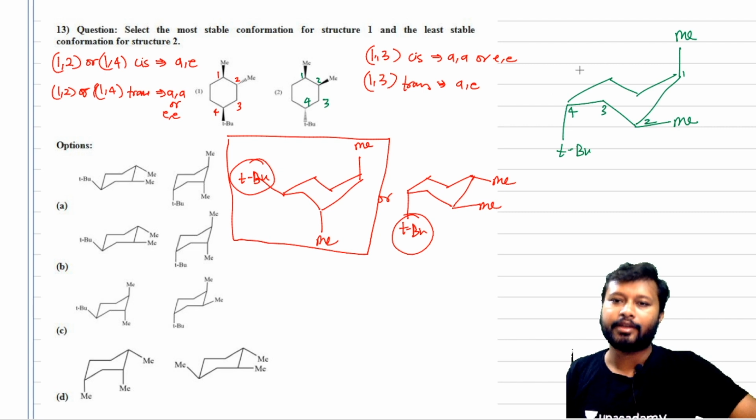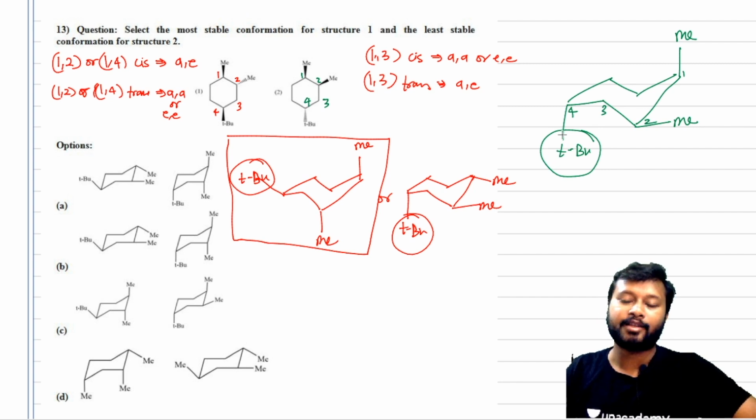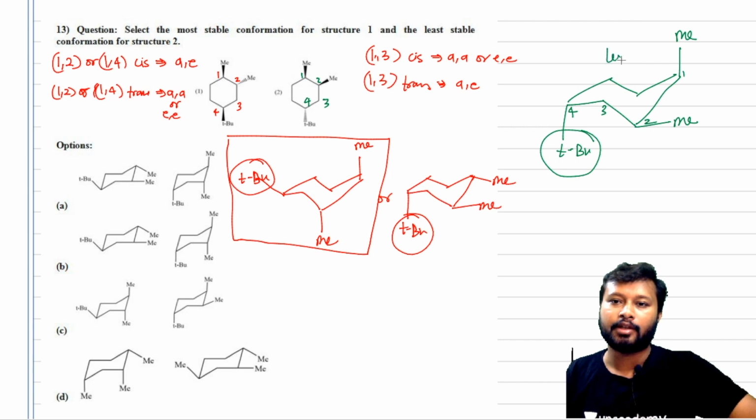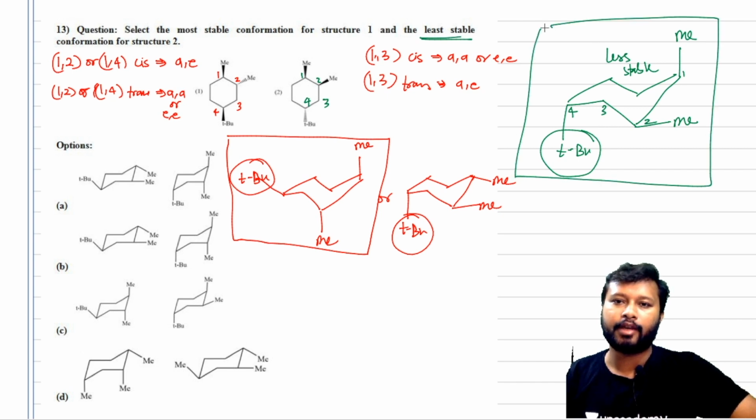Now this is a much less stable arrangement, because the tertiary butyl group, being very bulky, is going on the axial position, which is less stable. So this is the less stable configuration, but that is what they were asking, right? Both of these are the correct answers, and that's why these are given in option number C.